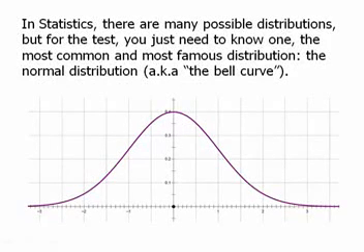And so in statistics, there are many possible distributions, but for the test, you need to know just one. The most common and most famous distribution in the whole world, the normal distribution. Sometimes it's called the Gaussian. That's the more mathematical term. The common term is just the bell curve. I'll be calling it the normal distribution.